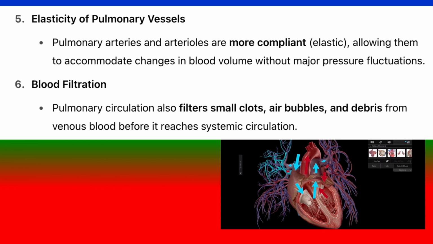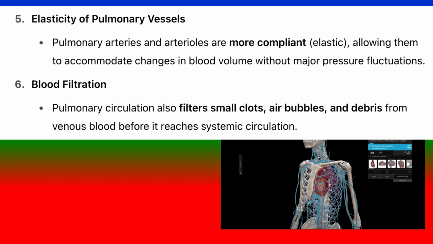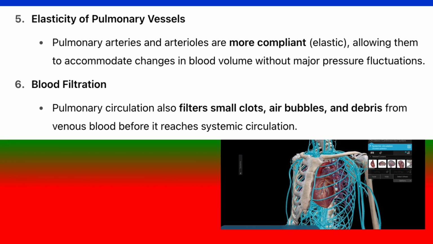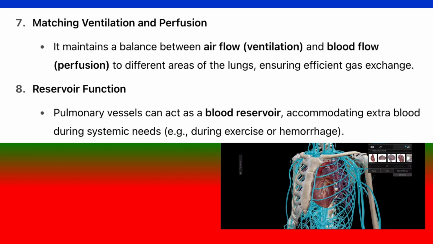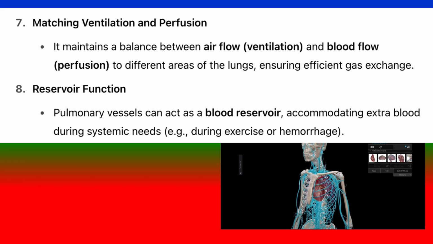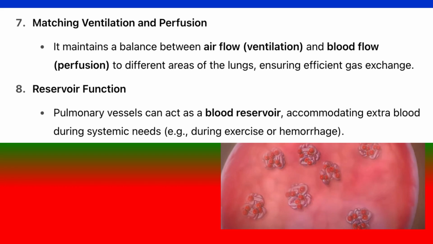6. Blood filtration. Pulmonary circulation also filters small clots, air bubbles, and debris from venous blood before it reaches systemic circulation. 7. Matching ventilation and perfusion. It maintains a balance between airflow, ventilation, and blood flow, perfusion, to different areas of the lungs, ensuring efficient gas exchange.